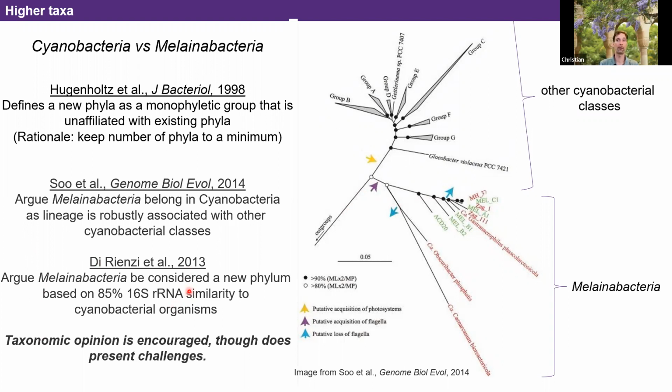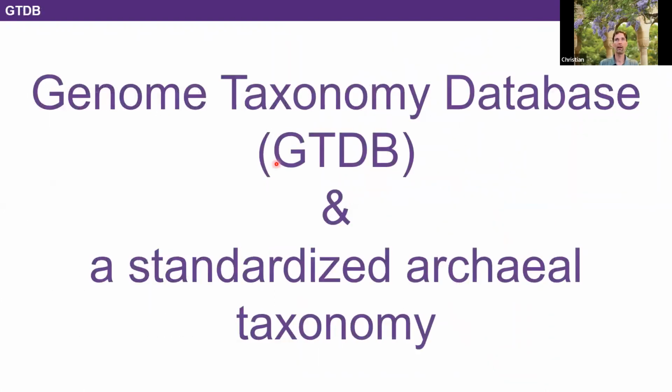Yes, taxonomic opinion is encouraged, but it does present challenges, right? And we can see one of those challenges here. Now, how do we solve those challenges? Well, one idea is to have a rank normalized taxonomy using genomes, and that brings us to the third part of today's webinar. That is a genome-based taxonomy. And here, obviously, we'll use the Genome Taxonomy Database, GTDB, and give you an example using Archaea to show how we standardize taxonomy.